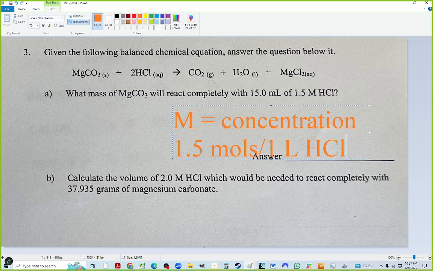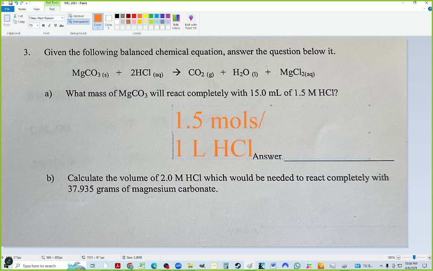Okay, and how would I get to moles if I have moles divided by liters? Let's see if you can guess. You divide it by liters. If I were to divide it by liters, I would end up with the unit moles per liter squared, and I don't want that. I want to end up with the word moles.